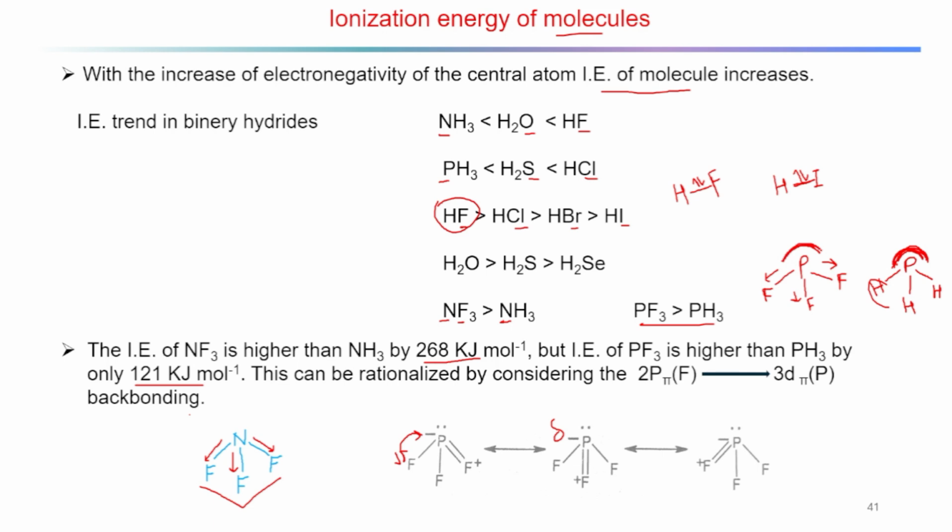Now when it has lesser electron density, then this phosphorus will have much more attraction towards its electron cloud, right? So it will tightly hold those electrons. That's why you have to put more energy to take out an electron from this PF3. But in the other case, these fluorines are actually giving the electron back by p pi d pi back bonding, from 2p of fluorine to 3d of phosphorus.